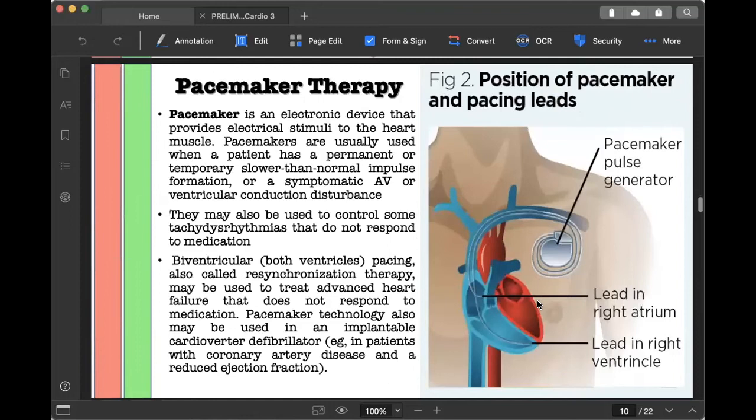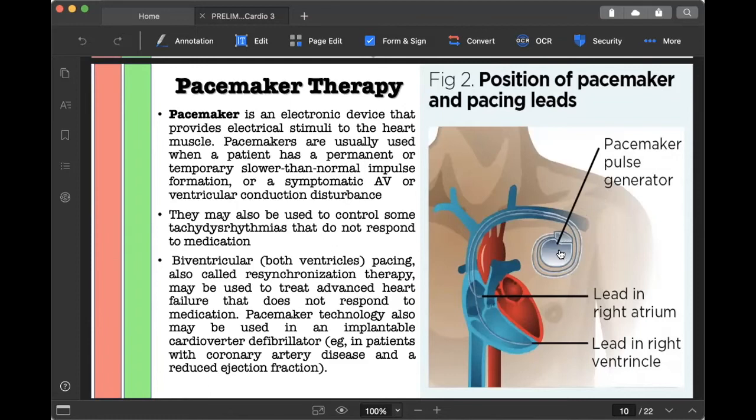Now, the pacemaker therapy, I know you're familiar with this one. I think you've seen this. The pacemaker is an electronic device that provides electrical stimuli to the heart. It can also be used to control some tachydysrhythmias that do not respond to medication. Biventricular pacing, also called resynchronization therapy, may be used to treat advanced heart failure that does not respond to medication.